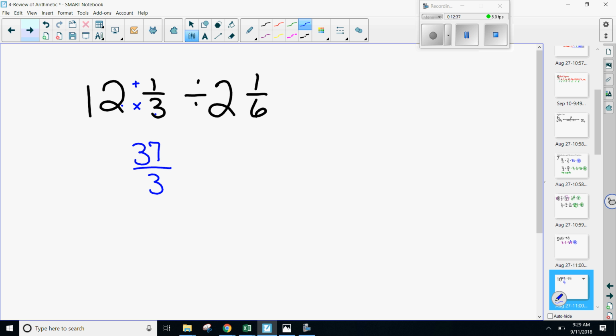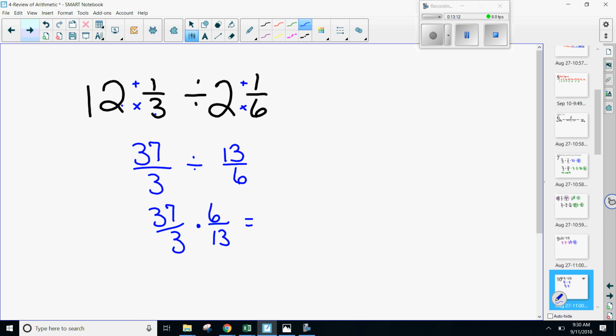Rewrite the problem as improper fractions, but a division problem. So I need to divide by 6 times 2 is 12 plus 1 is 13 sixths. Do that first. Some of you are going to try to do that in one step, and you're going to mess up flipping that second fraction. So to divide fractions, you keep, change to multiplication, and flip the second fraction, or take the reciprocal.